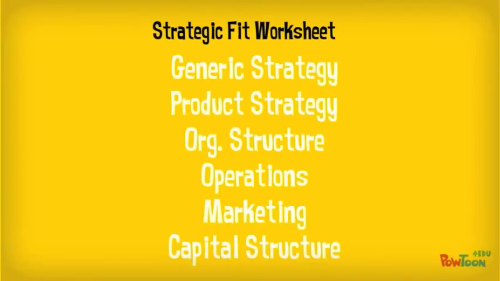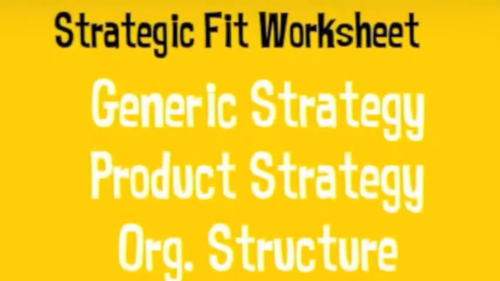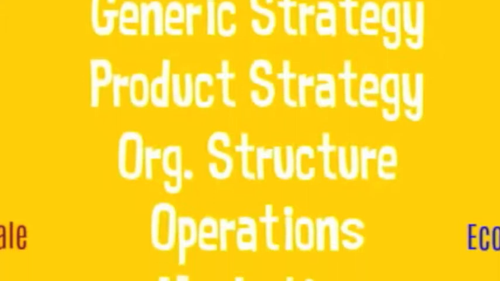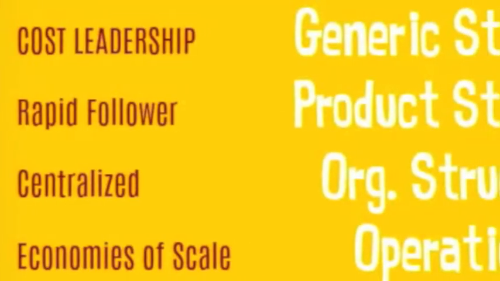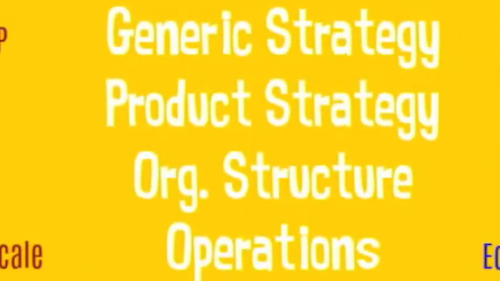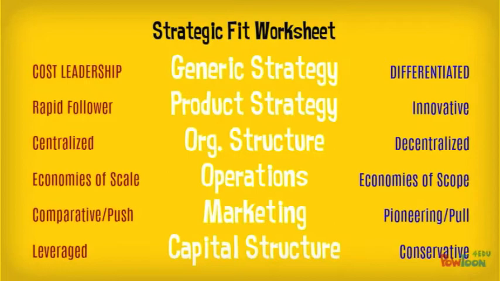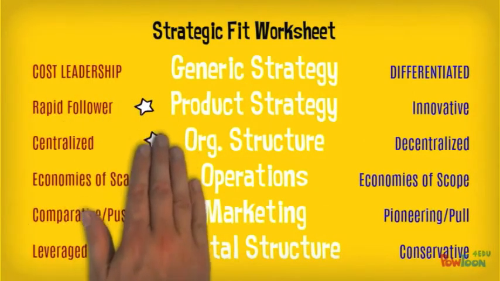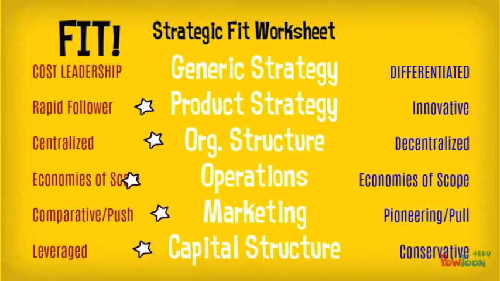The worksheet consists of generic strategies as they compare with 5 operational features: product strategy, organizational structure, operations, marketing, and capital structure. Within these 5 operational features is a spectrum from cost leadership to differentiation. This worksheet is used as a diagnostic tool to find out how well a company and its products fit with one strategy. For example, if a company imitates another, is highly centralized, mass produces, compares its pricing with others, and borrows a lot from banks, it is a very good fit with cost leadership.